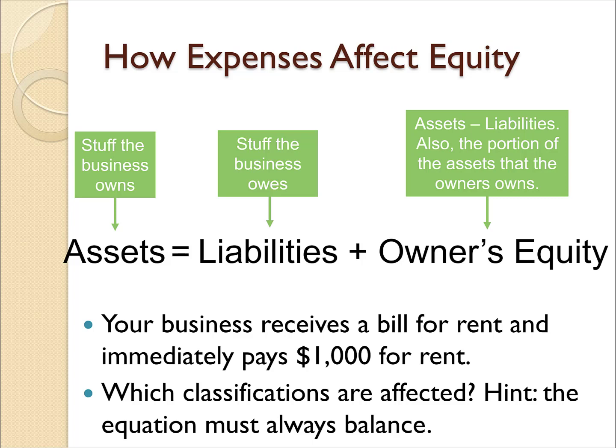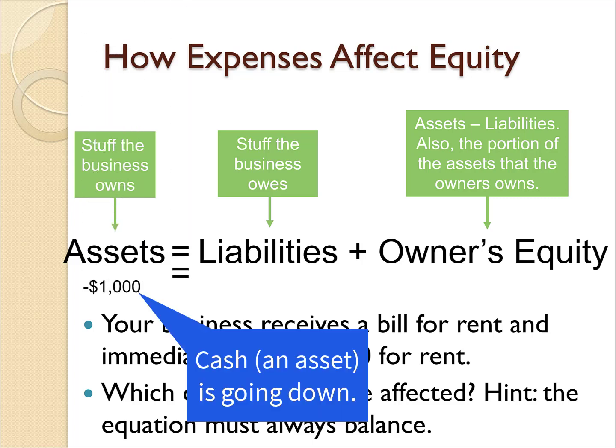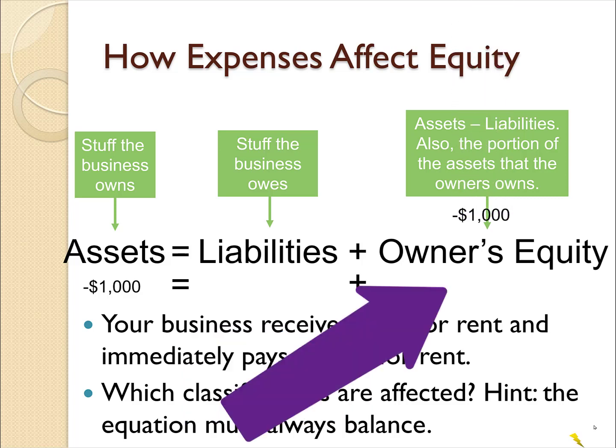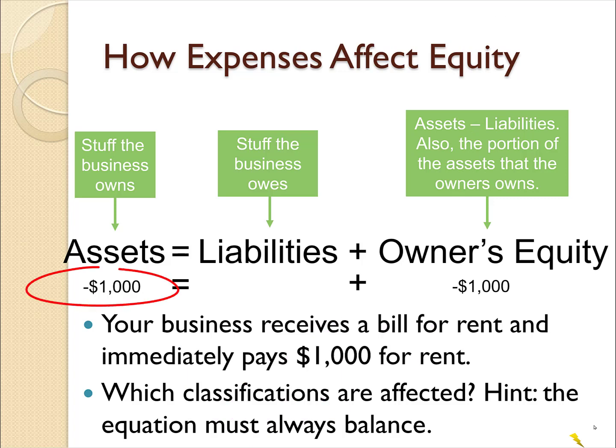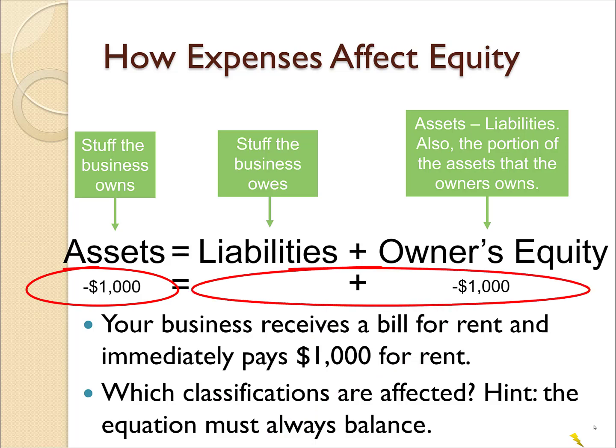So let's start with the left side of the accounting equation, assets. What happens to assets when we pay $1,000? Assets are going to go down. So we're going to put a minus 1,000 under assets. So the company now has $1,000 less of assets. So what happens to the owner's equity? The owner's equity also has to go down by the same amount. And now our accounting equation balances. We have minus 1,000 on the left side under assets, and we have minus 1,000 on the right side.